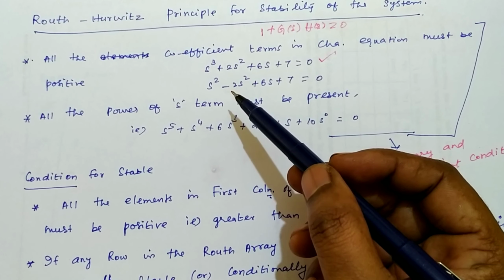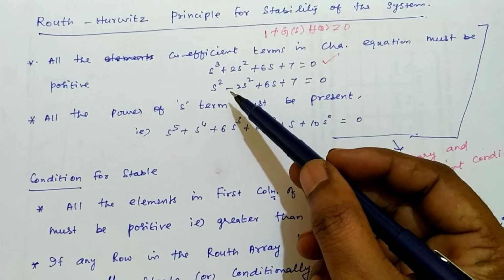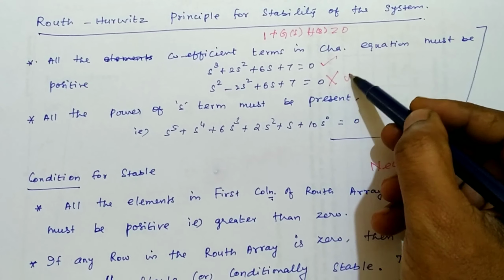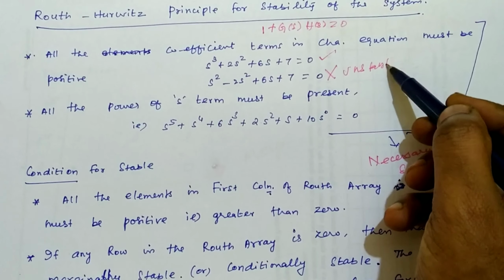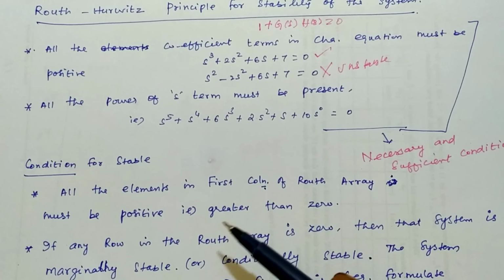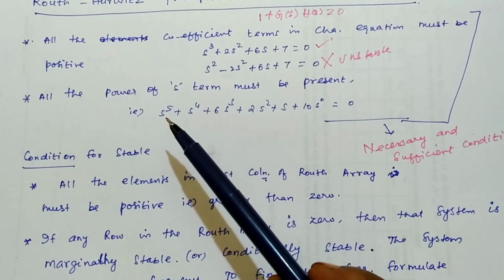If one element or more than one element is a negative coefficient, that system is definitely unstable. We can easily say so, without doing any calculation.